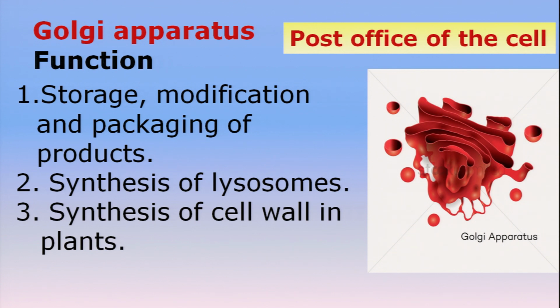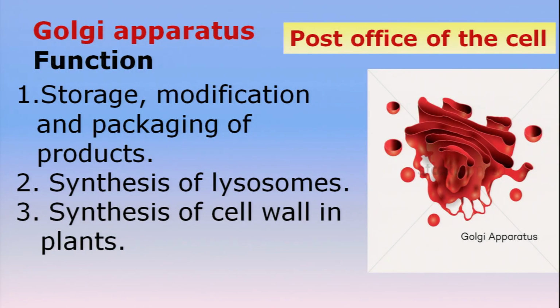Golgi apparatus receives simple substances. It receives lipids and proteins from endoplasmic reticulum. It receives these molecules, modifies them and turns them into functional forms which can be used for different purposes, and then packages them in vesicles and sends them to different locations of the cell. What are these locations? These locations are lysosomes, plasma membrane, cell wall and extracellular fluid.